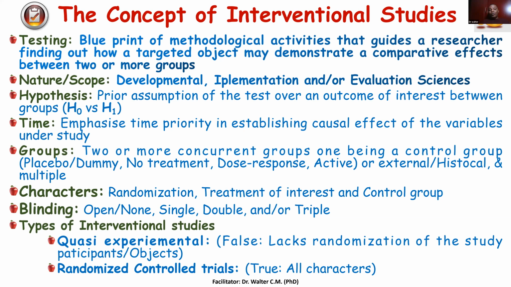You see, so you can be in one arm. Some can be developmental implementation only, and then some can be developmental, implementation and evaluation. They take all of them. So there are some studies that engage in all of the aspects, and then some in one or two of them. So this is according to the nature of the intervention or scope of the intervention.